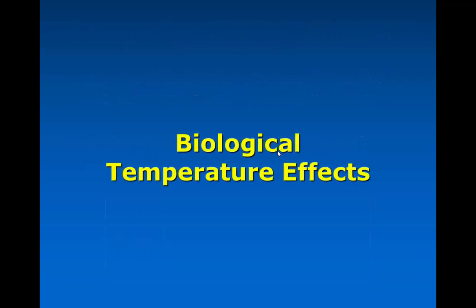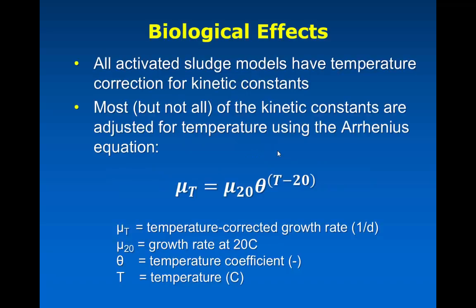So let's start with, of the three things, let's start with the biological temperature effects. And the one main thing, this is the one that is sort of the most significant temperature effect in activated sludge models, is the effect of the biological kinetic constants. So most of the parameters that you see on the kinetic menu are adjusted for temperature using the Arrhenius equation. Not all of them, but most of them, particularly the growth rates and the death rates. And that is done using an equation that looks like this.